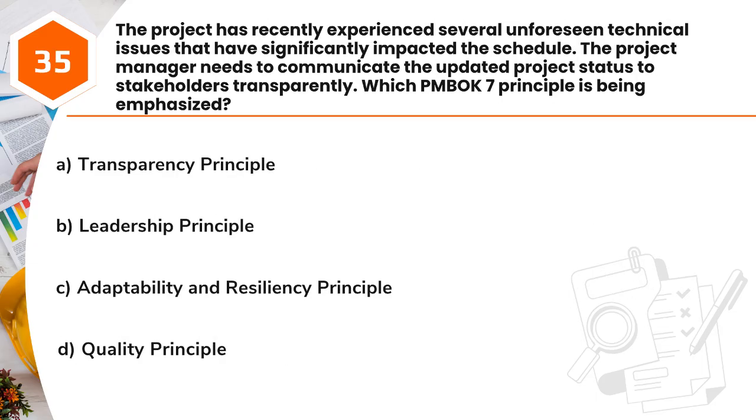Question 35. The project has recently experienced several unforeseen technical issues that have significantly impacted the schedule. The project manager needs to communicate the updated project status to stakeholders transparently. Which PMBOK 7 principle is being emphasized? A. Transparency principle. B. Leadership principle. C. Adaptability and resiliency principle. D. Quality principle.